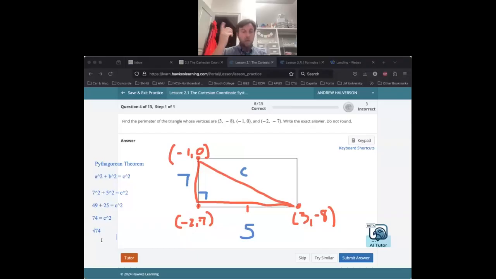Oh, well, no. So now what's the perimeter? Well, you just add the 3 sides. 7 plus 5 plus the square root of 74. I'll check my math on the 74, but it could just be the 12 plus the square root of 74.